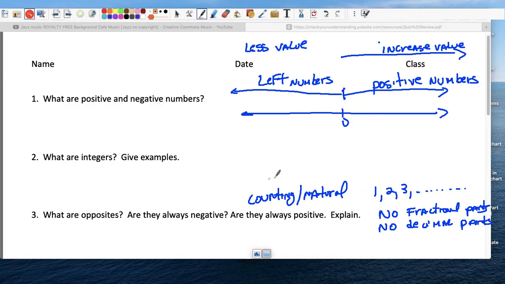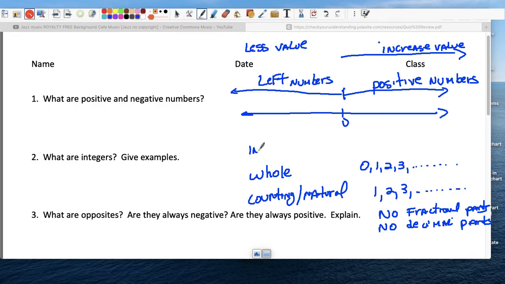And then right above that are your whole numbers. Your whole numbers were the counting and natural set, but with the inclusion of 0. And again, you can count forever, and again, no fractional and no decimal parts.